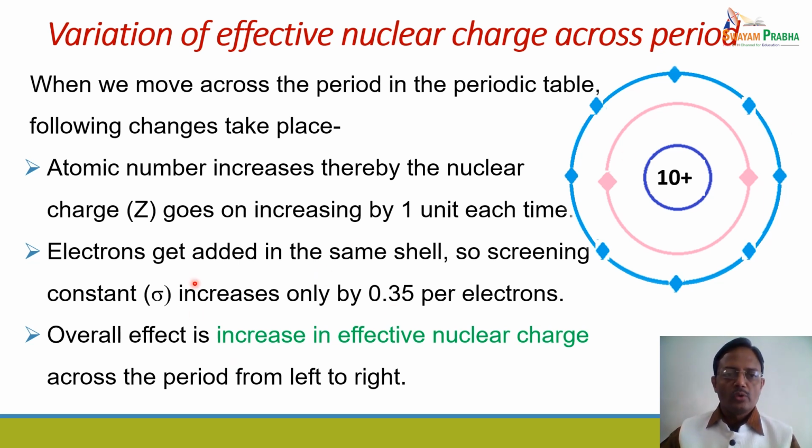know that effective nuclear charge Z star or Z asterisk is equal to Z minus sigma. Every time Z is increasing by 1 unit, sigma is increasing by 0.35, thereby the value of Z star, that is the effective nuclear charge, will go on increasing from left to right in a period in the periodic table.